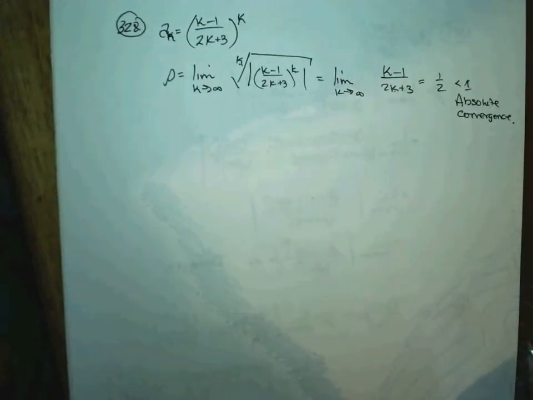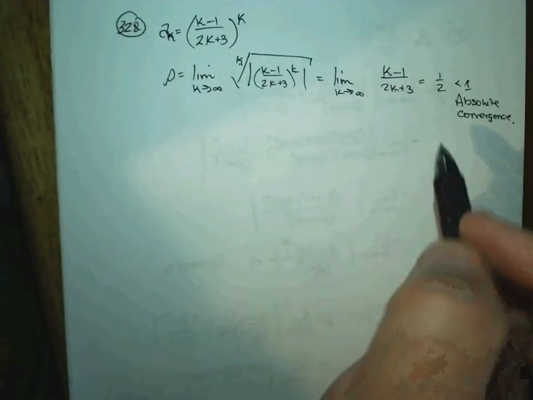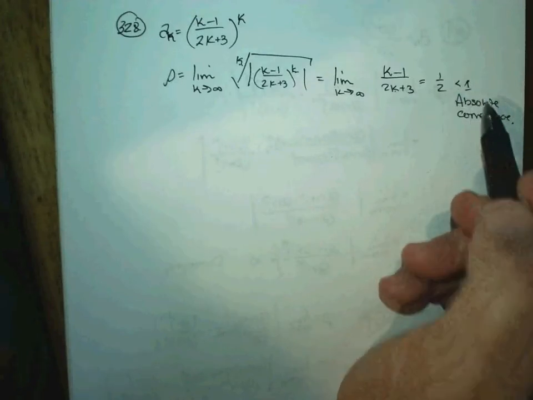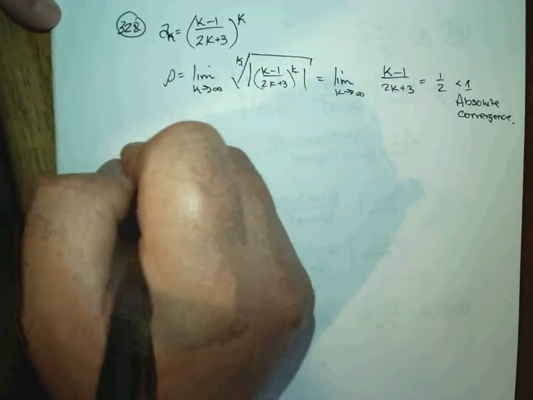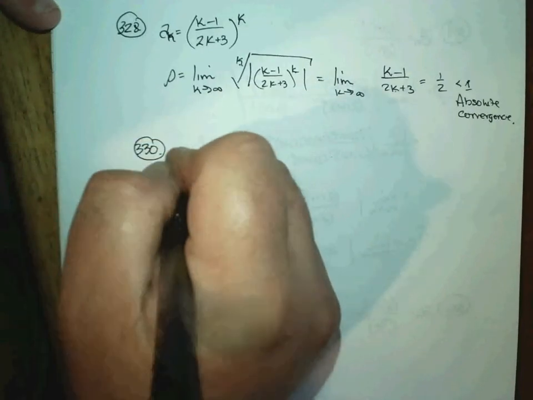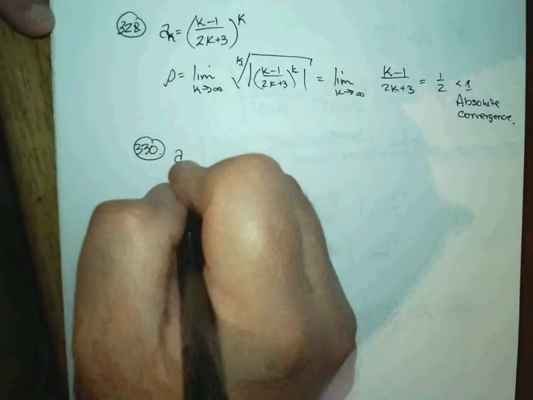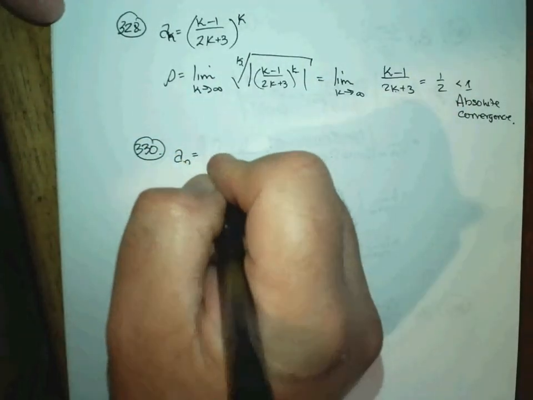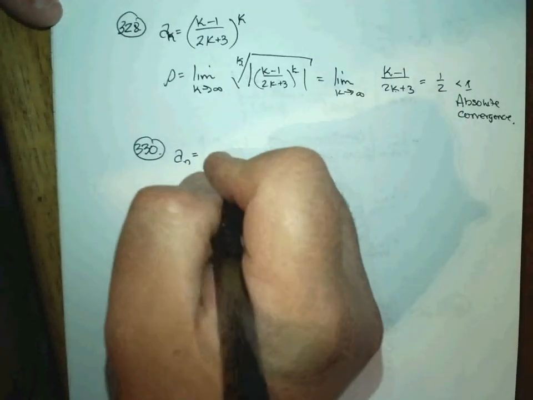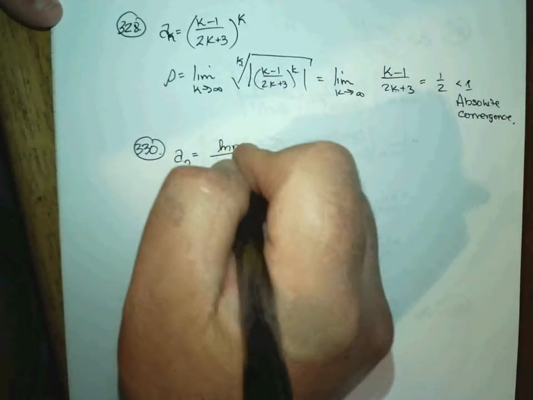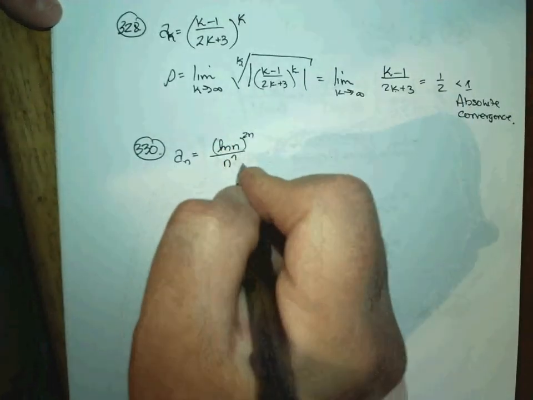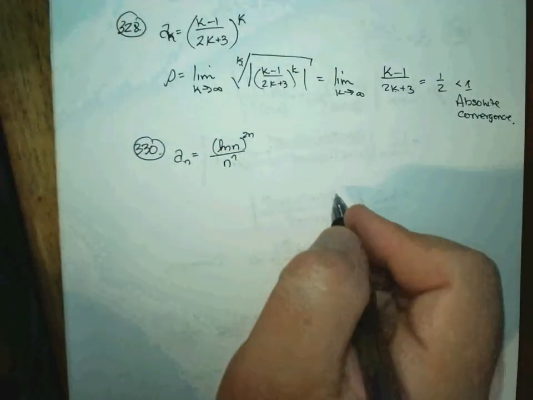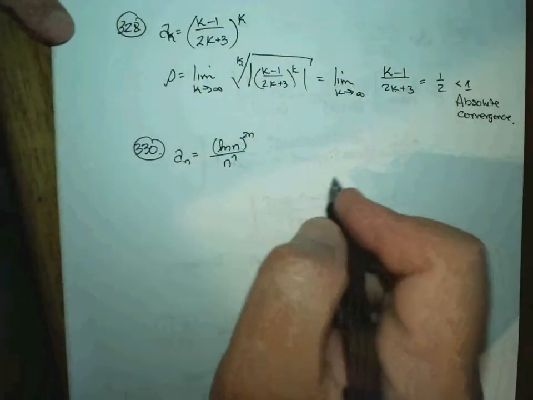Your r is between 0 and 1. Remember, it's like the geometric series. When the r is between 0 and 1, you have absolute convergence. All right, let's take a look at number 330. In 330, you get a sub n is equal to the natural log of n raised to the 2n power divided by n to the n power.